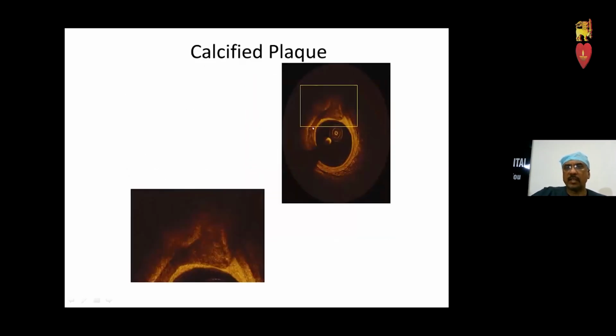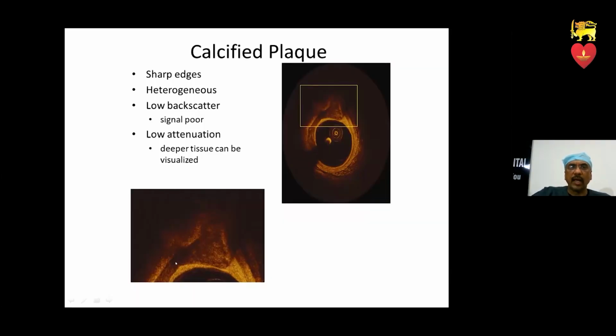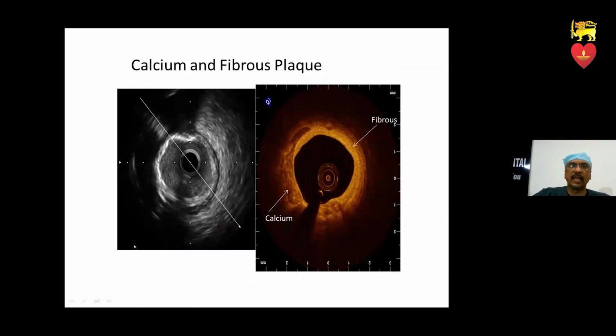Now let's look at an image of a calcific plaque. A calcific plaque has very sharp edges. It is heterogeneous, not homogeneous. You see the heterogeneity here very clearly. And it has low backscatter. It's not signal rich. But the important thing is you can look behind the calcium, in contrast to IVUS, where you cannot see behind calcium. So the attenuation is low and deeper tissue can be visualized in a calcific plaque.